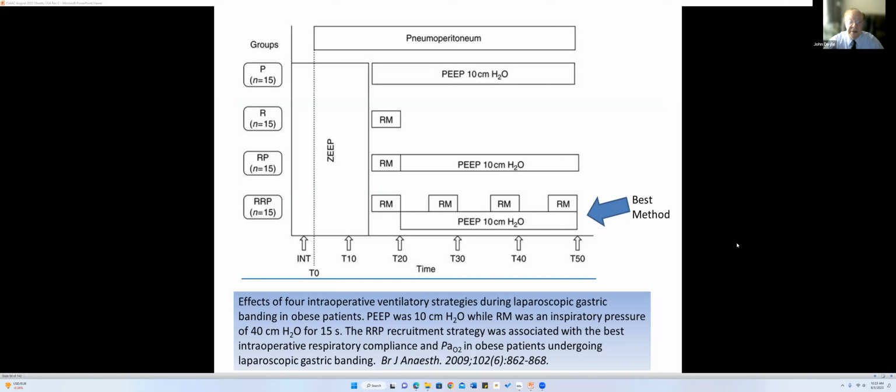So here is an example of 4 intraoperative ventilatory strategies during laparoscopic gastric banding for obese patients. PEEP was at 10 centimeters of water. The recruitment maneuver was an inspiratory pressure of 40 centimeters of water for 15 seconds. And you can see that if you do PEEP plus the recruitment maneuvers every 15 seconds, you get the best results. And so that's the result of this study from the British Journal of Anesthesia.